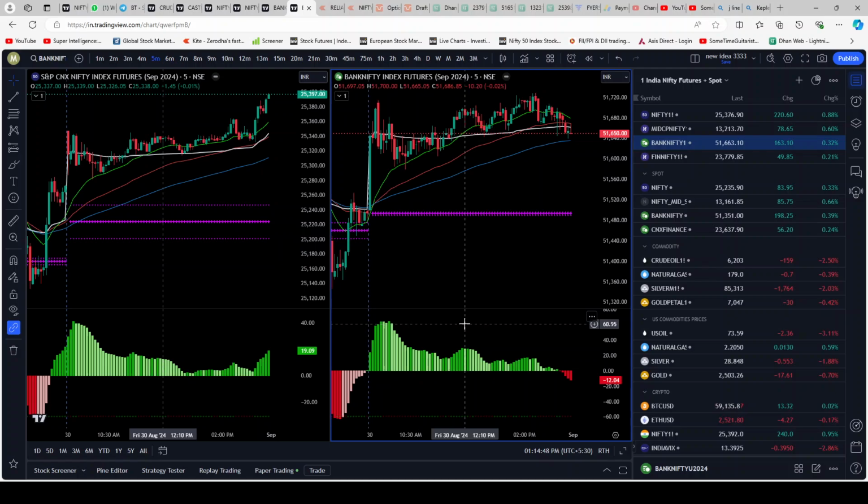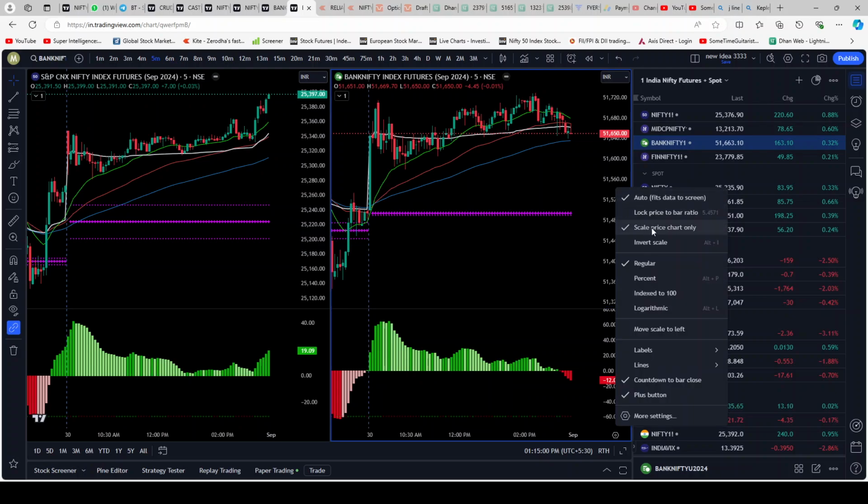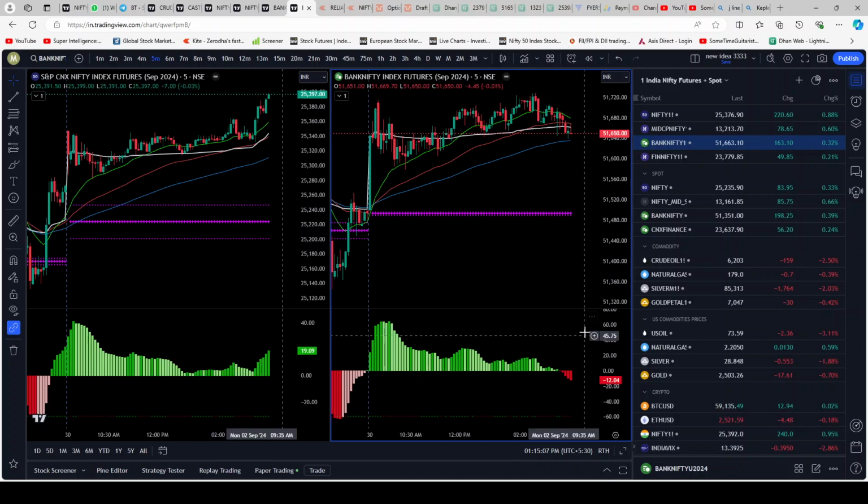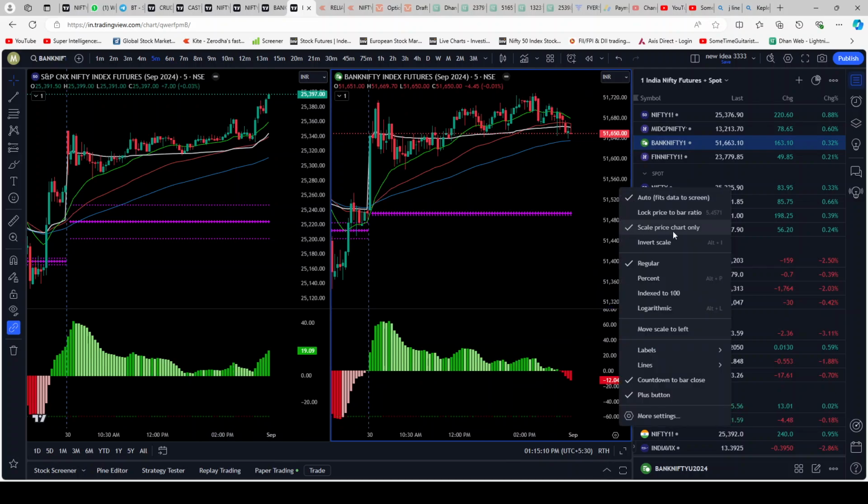But yes, if you are trading intraday on the 5 minutes time frame, I trade on 5 minutes. So if you're trading intraday on the 5 minutes time frame, where the numbers are over here, you right click and make sure scale to price is ticked, because sometimes the candles get squeezed and you will not get a clear description of the chart. Always make sure that this is ticked, scale price chart only.